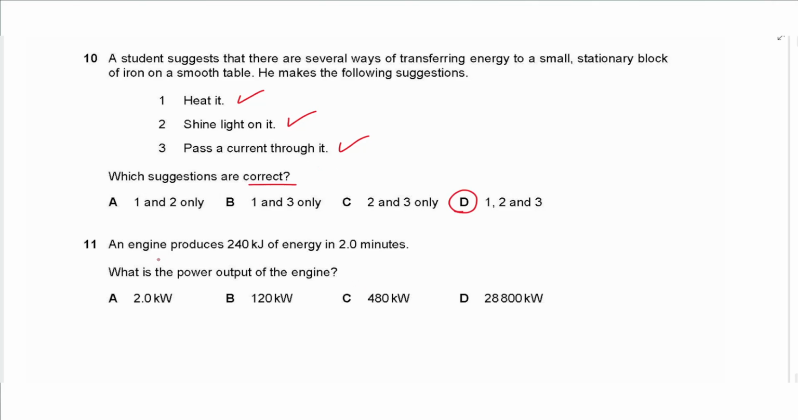Question 11 says an engine produces 240 kilojoules of energy in 2 minutes. What is the power output of the engine? So power is equal to energy divided by time, or work divided by time. So we have 240,000 for kilo divided by 2 minutes. That's 2 times 60. That gives an answer of 2000 watts. So the answer is 2 kilowatts, and the choice is A.